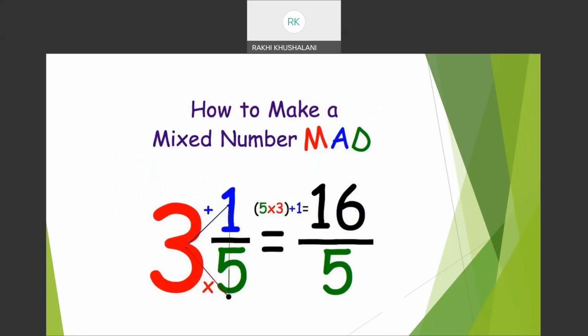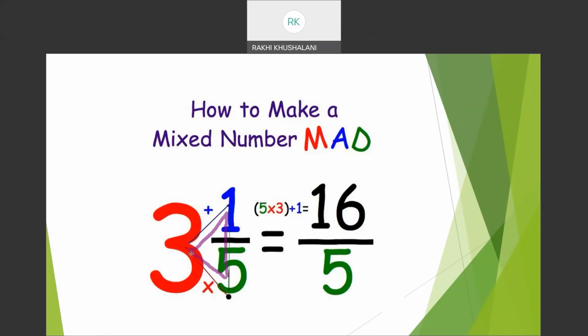And that is called MAD. How to make a mixed number into an improper fraction by using MAD. Okay, you know QRD. QRD you know. I'll pick up my annotation arrow here. This is what you know. You have to convert it into an improper fraction. So we are going to do MAD. Multiply, add, and write the denominator as it is.